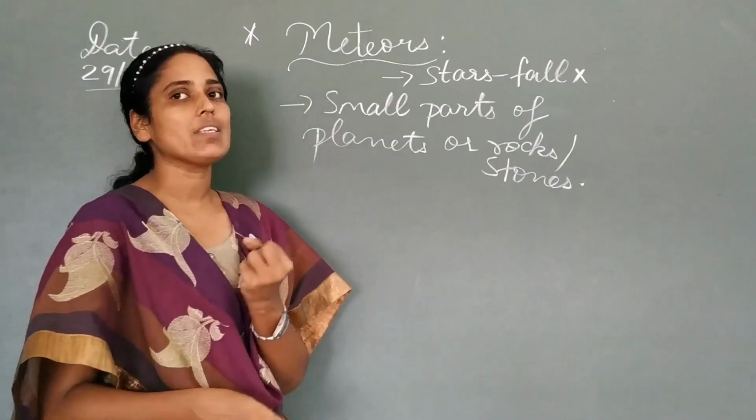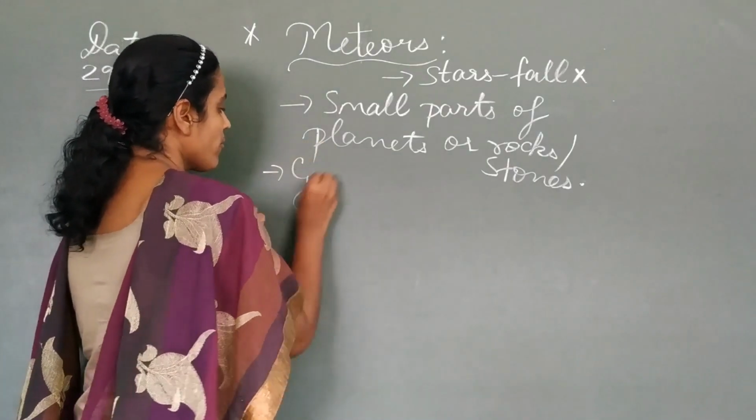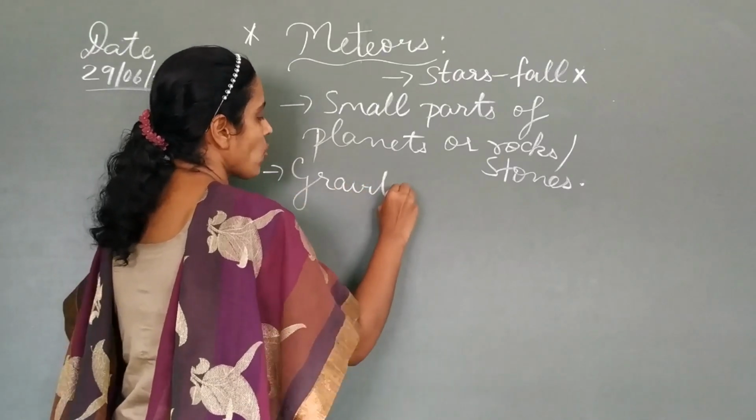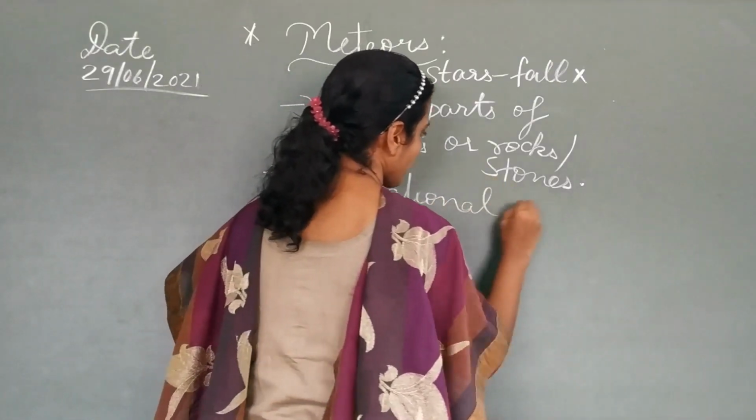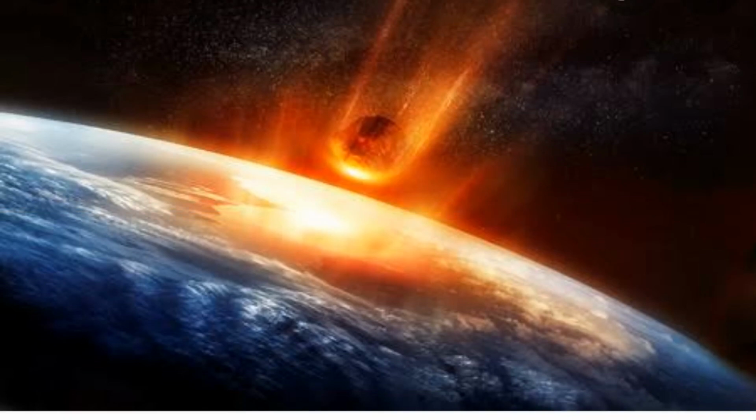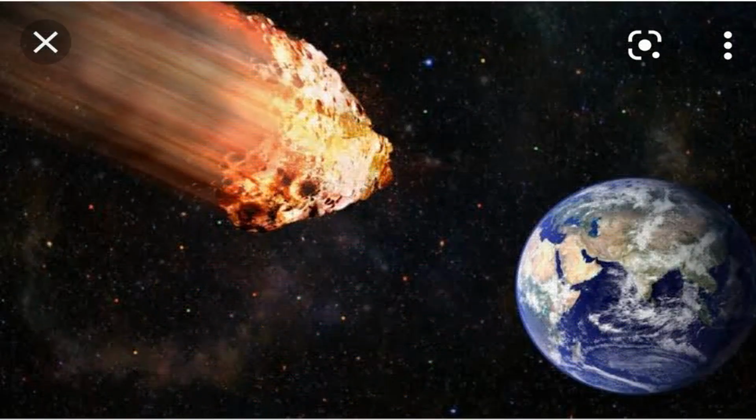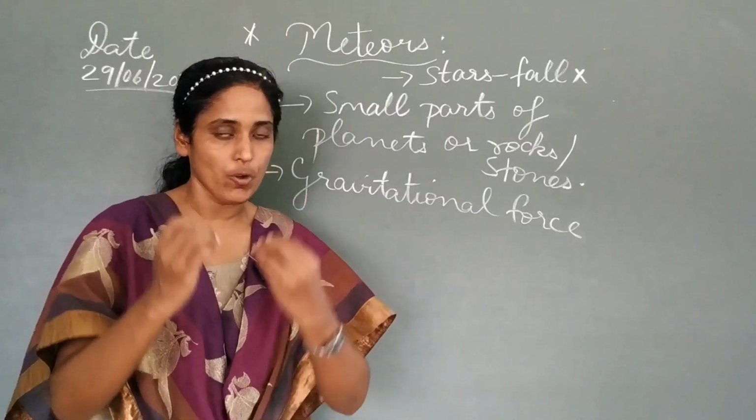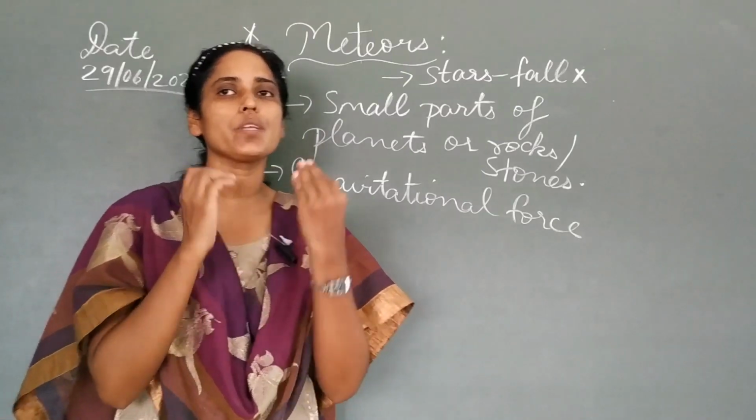And these meteors are quickly drawn towards the earth. Why? Because of gravitational force. Because of gravitational force, they are quickly drawn towards the earth, and due to this, they fall towards the earth. Now due to this gravitational force, what happens? They are drawn towards the earth, they fall towards the earth.